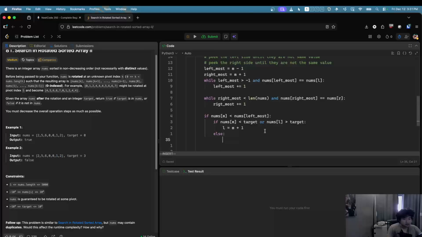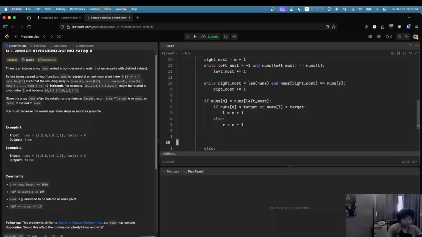Else, that means it could be nums of M less than target. Either that failed, meaning the middle is less than the target, so that means it's bigger than the target. So that means we need to move towards the right. So we want to go towards the bigger side of the thing. So R minus 1.